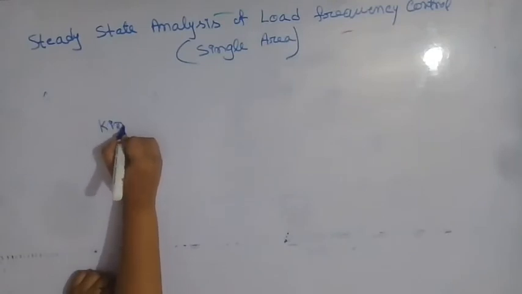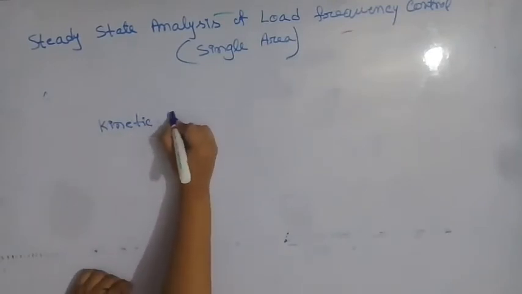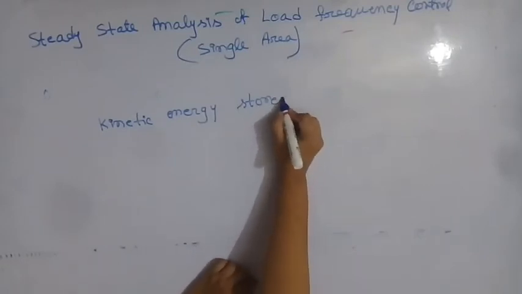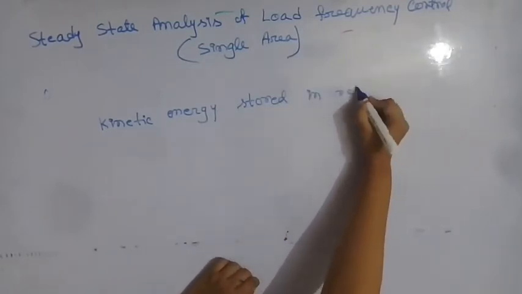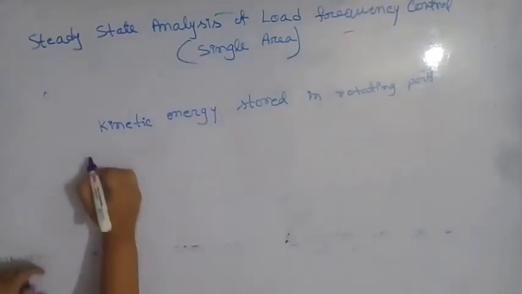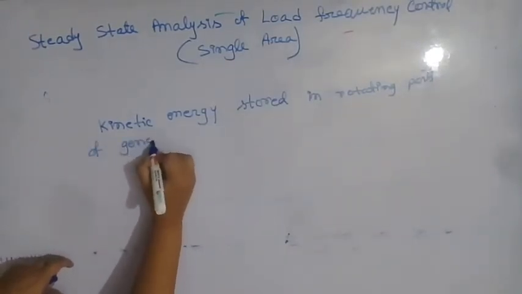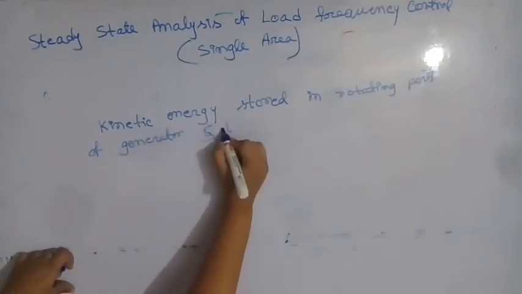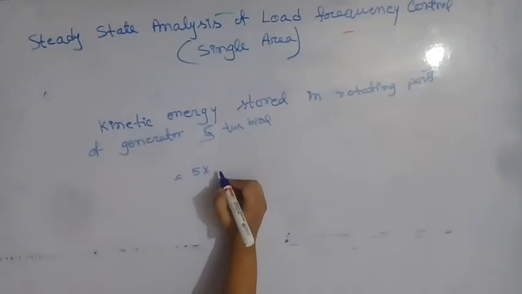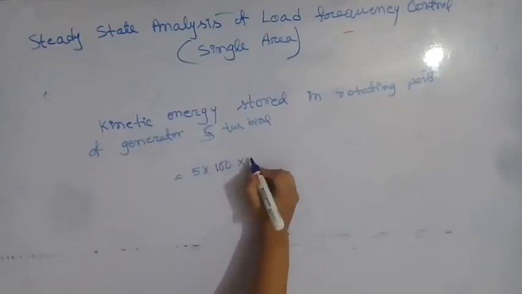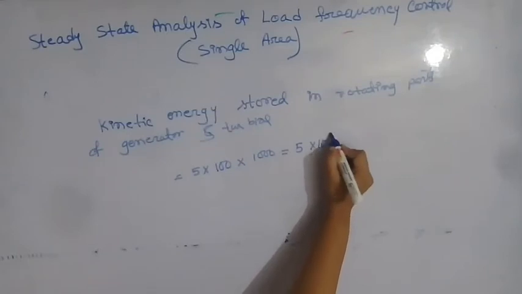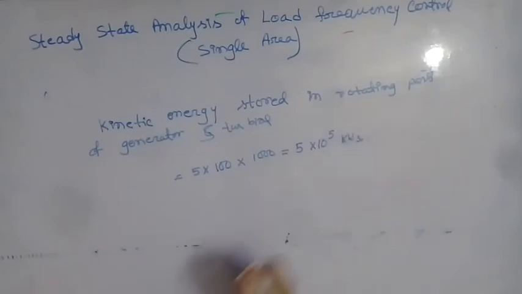Now kinetic energy stored in rotating parts of generator and turbine is equal to H into P_R, that is 100 into 1000, which is equal to 5 into 10 to the power 5 kilowatt-seconds.